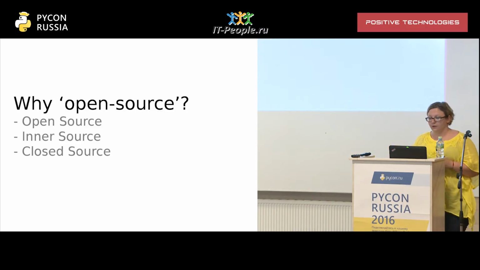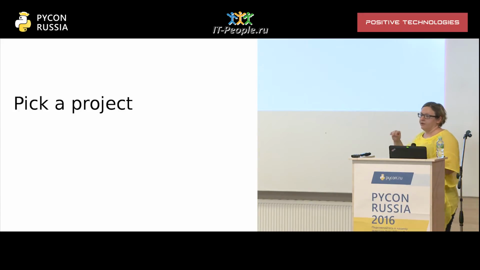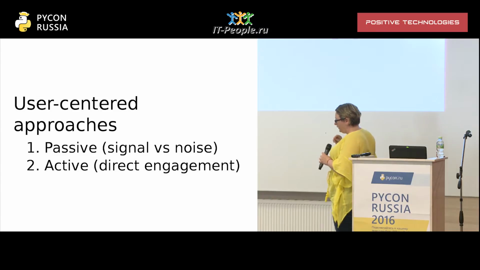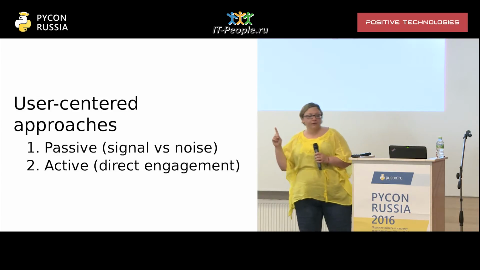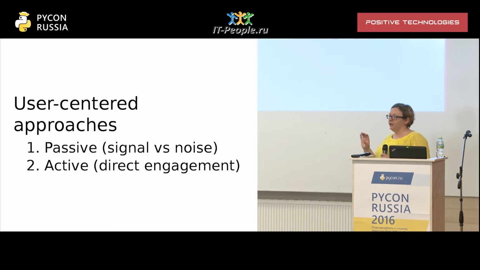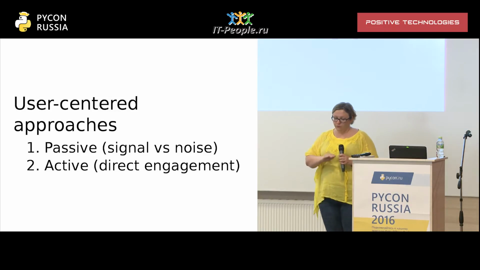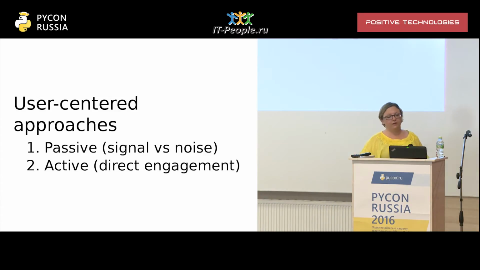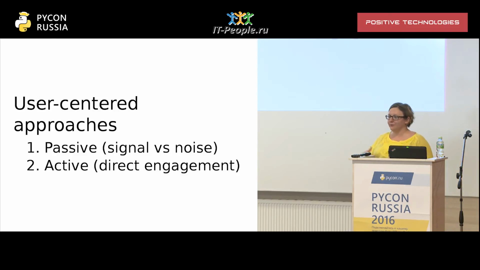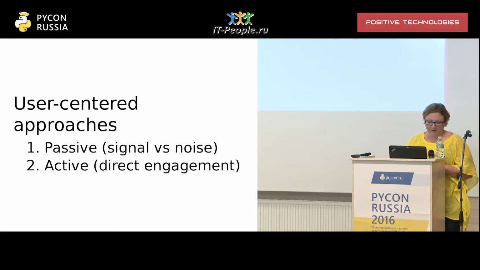So while we're going through this today, I want you to pick a project and think about how you might apply some of these techniques. So, user-centered approaches, this is divided into two sections. The first one is passive, which is a way of creating a signal in noise, meaning you do this one thing, it is a sort of set recipe, and you create a welcoming environment. And the other one is active, where you have direct engagement, and that's where some of the more fun exercises come in. So as we must, let's take our vitamins first.